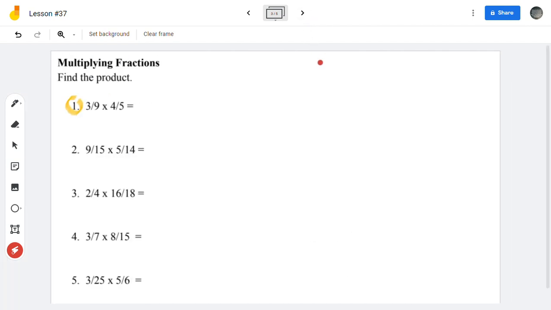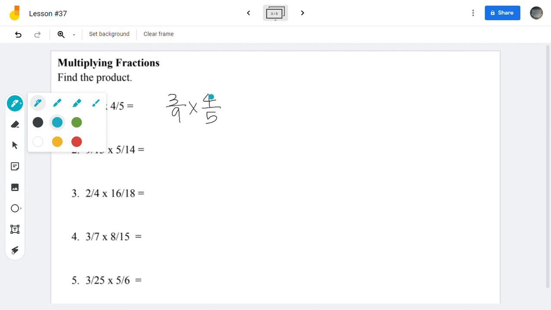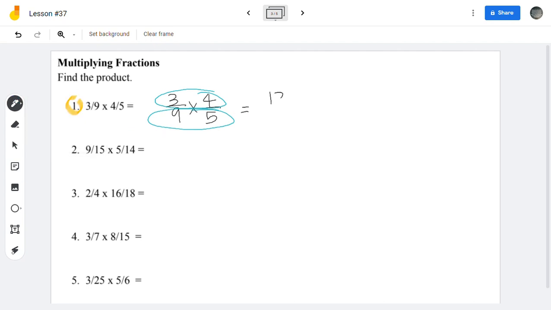The second section we're going to go over is how to multiply fractions, and we're going to be finding the product for number 1. Of all operations for fractions, adding, subtracting, multiplying, dividing, I find multiplying fractions the easiest. All you have to do is multiply the numerator across like this and multiply the denominator across like this. So you'll end up with 4 times 3 is 12 and then 45 as your new denominator.